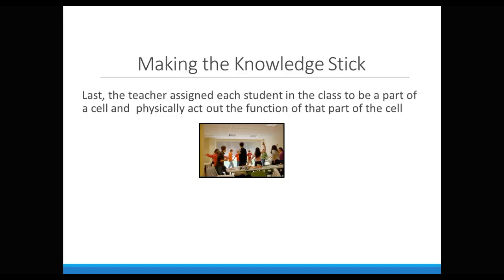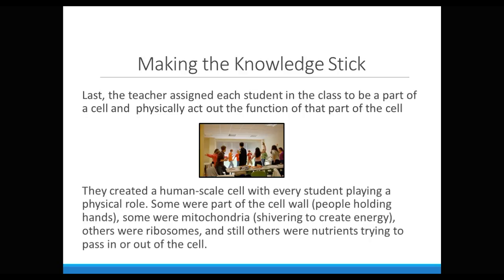So the teacher assigned each student in the class to be a part of a cell. They had to physically act out the function of that part of the cell in their body as themselves. So the desks were cleared to the side of the room, and they created a human scale cell with every student playing a physical role. Some were part of the cell wall. These are people that were holding hands. Some were mitochondria. He made them shiver to create energy. Others were ribosomes, and others were nutrients trying to pass in or out of the cell.